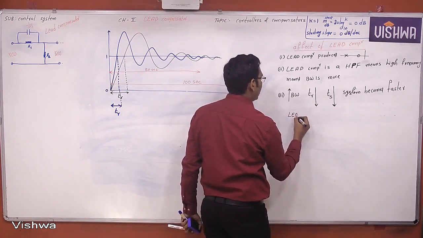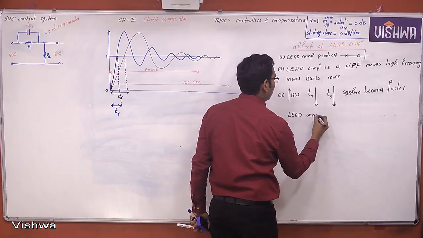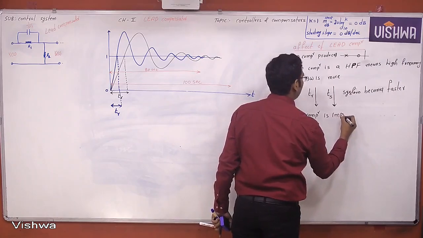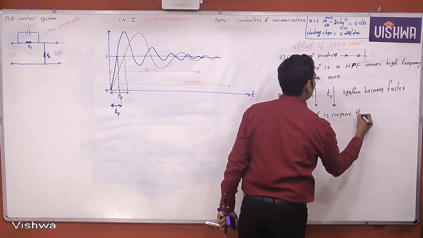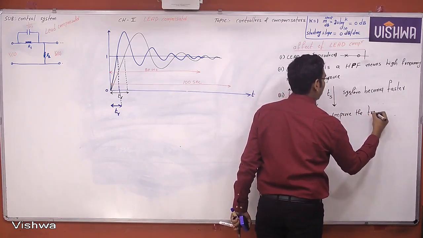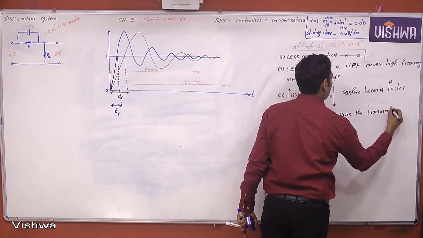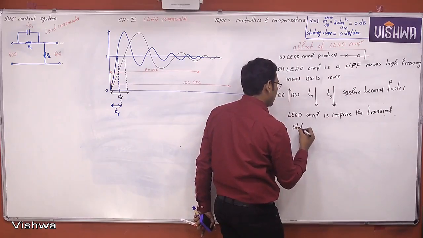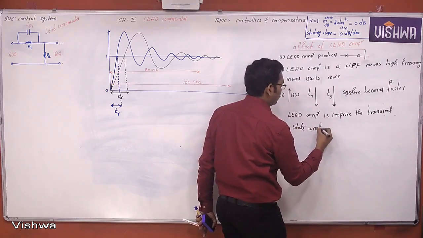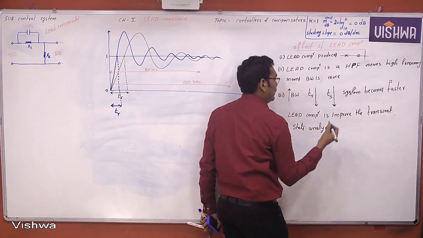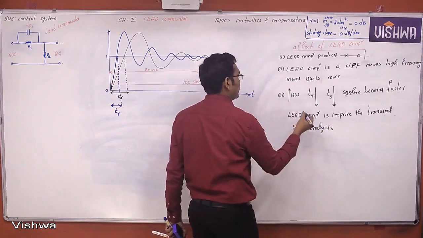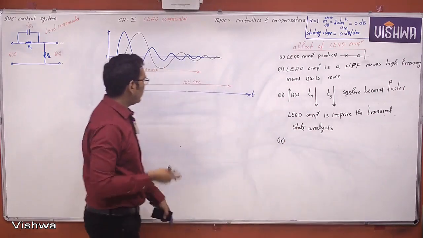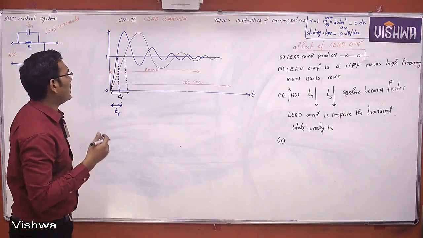the lead compensator is to improve the transient behavior. This is the actual response. The lead compensator improves the transient state analysis. Clear or not? It improves the transient state behavior. It improves the actual response.